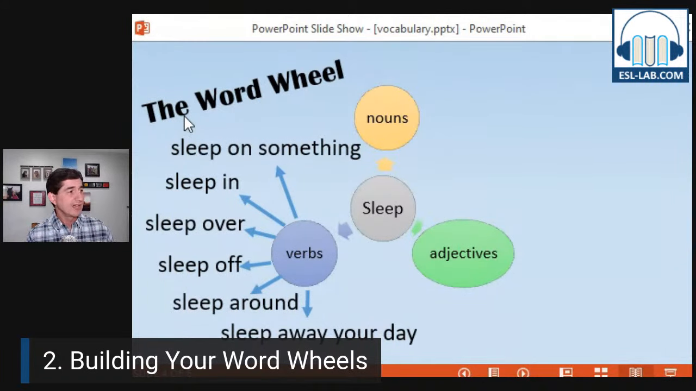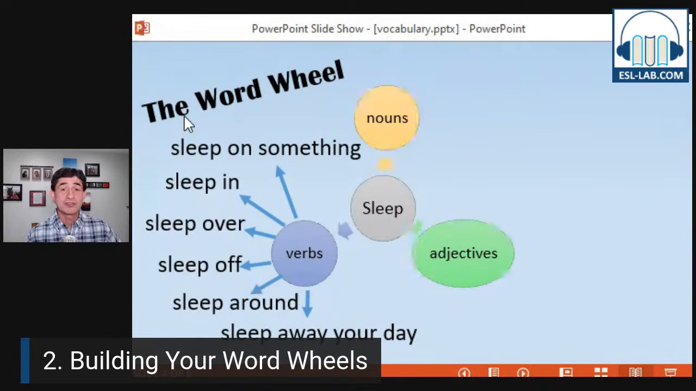Sleep off, that means, for example, someone has a hangover and they've been drinking too much, and now they have to sleep it off to get rid of the effects of the hangover. Boy, you need to sleep off your hangover. Sleep around, right? Means to have a number of sexual partners. Sleep your day away. So when you look at all of these, just with the one word sleep, you have all of these collocations, all of these connections to just the simple word sleep.